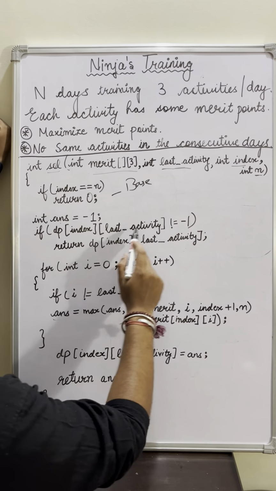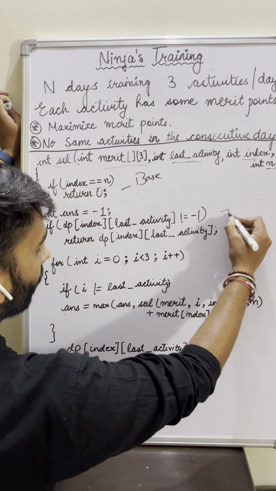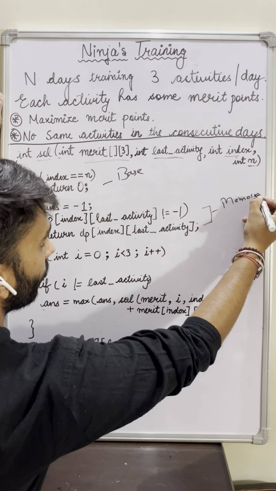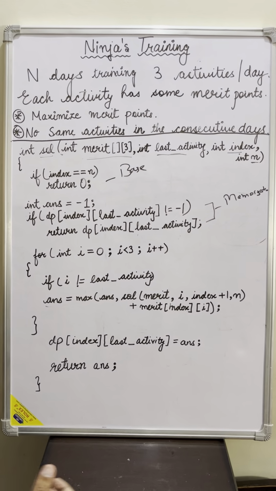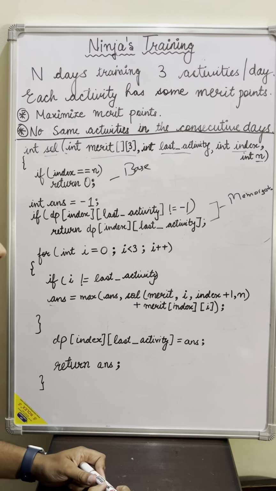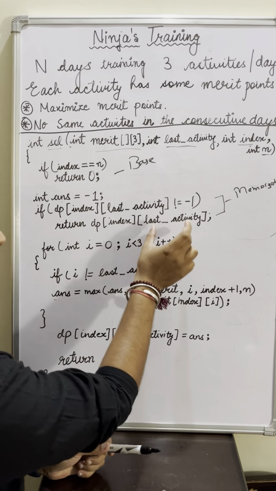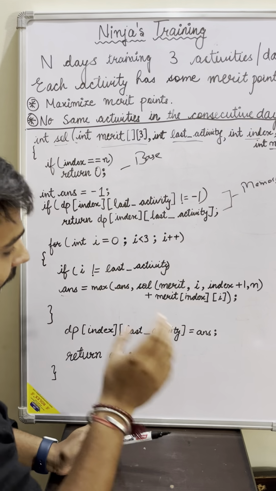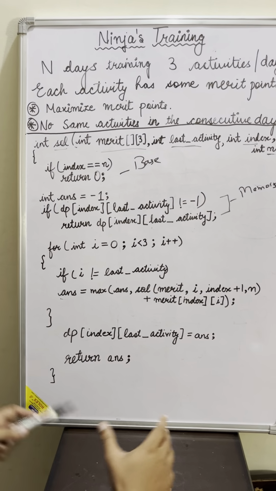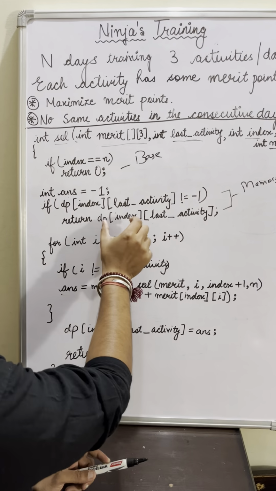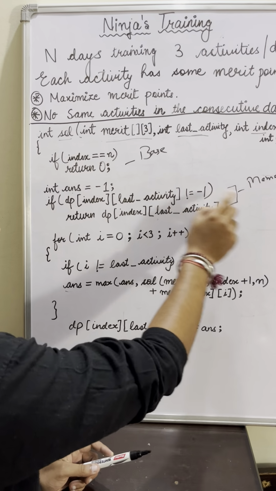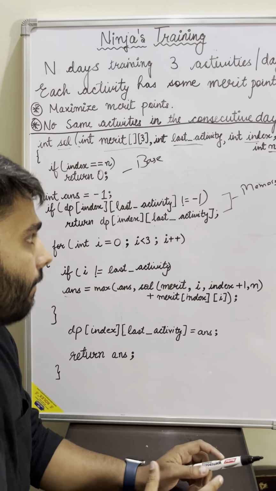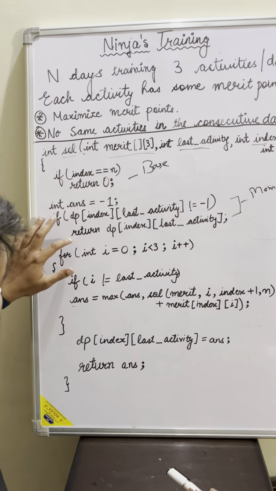And this: dp of index, last activity not equals to -1. This is called memoization. We want to avoid recalculation. We don't want to recalculate it again and again, so we just simply create an index and last activity. If we are at a particular point, say index 3 and the activity is 2, and we already calculated it somewhere else, we don't recalculate it again and again. We simply return it from here. So if it's not equal to -1, it means it is already calculated and stored somewhere, so we simply return from here only.